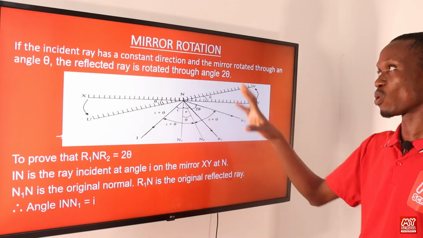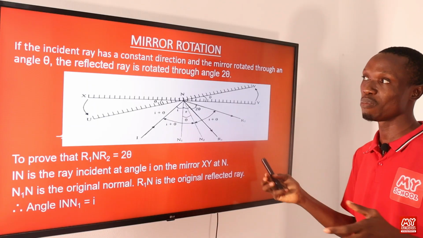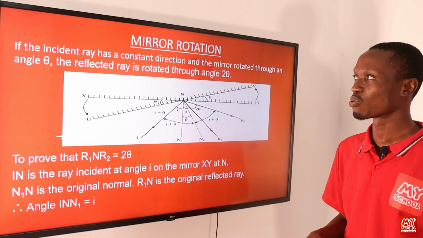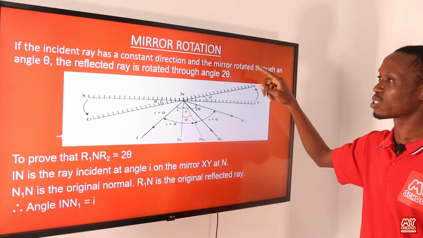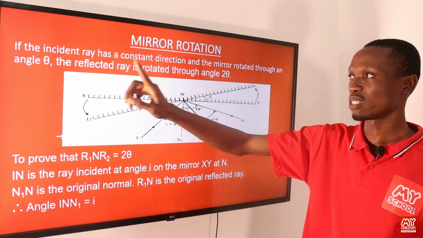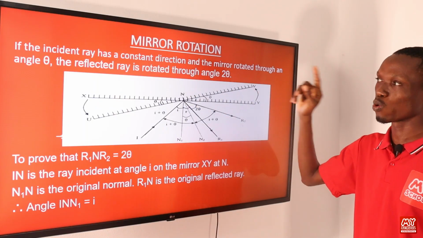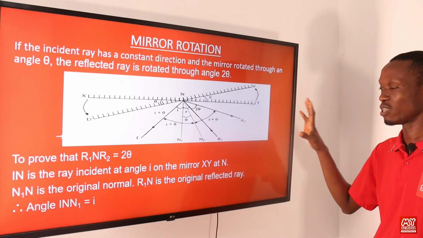On the next slide, we are going to be discussing mirror rotation. So when a mirror is rotated, what happens? If the incident ray has a constant direction and the mirror is rotated through an angle theta, the reflected ray is rotated through angle 2 theta.